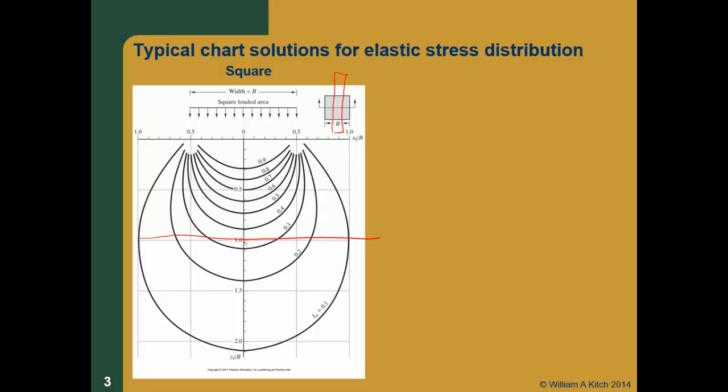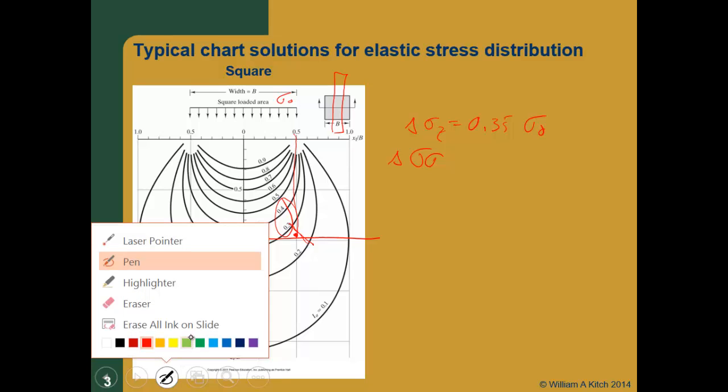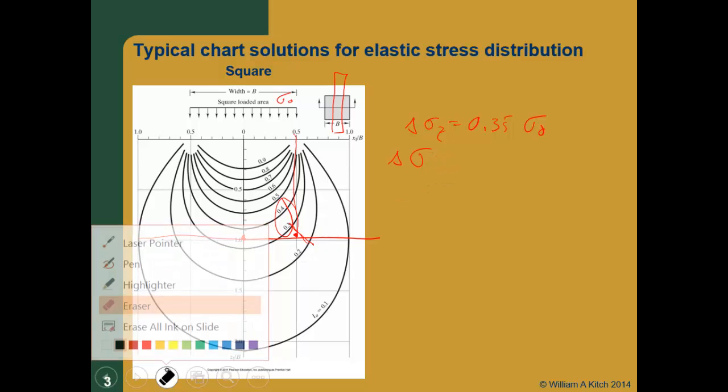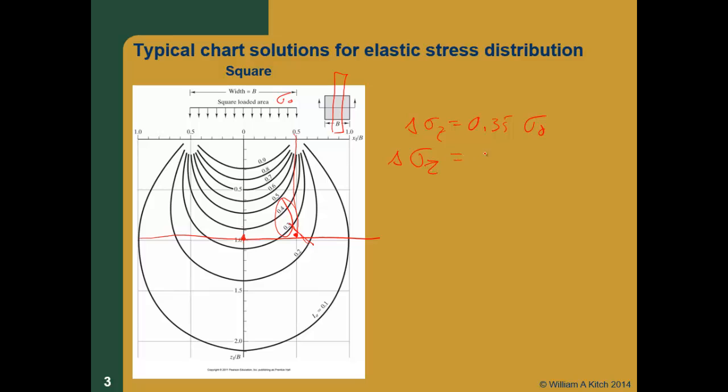Well, right here under the middle, the stresses are about halfway between 0.3 and 0.4, so delta sigma z is going to be 0.35 times sigma 0, if sigma 0 is whatever I put on the surface there, right? And then out here at the edge, that's about right here. It's not quite halfway between these two, so let's say it's like 0.26. At that point, delta sigma z is going to be equal to 0.26 times sigma 0, right? Okay, so we all know how to do that.